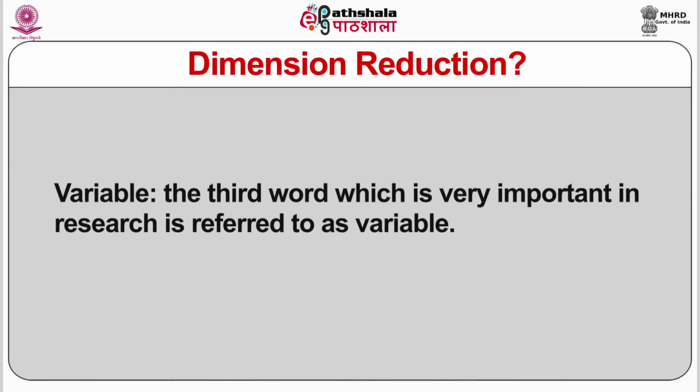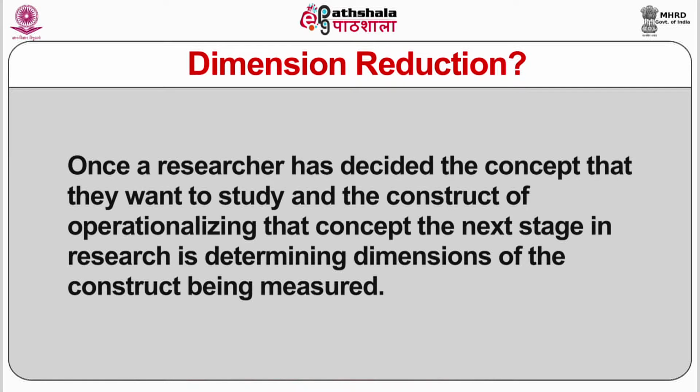The third word, which is very important in research, is referred to as variable. Once a researcher has decided the concept that they want to study and the construct of operationalizing that concept, the next stage in the research is determining the dimensions of the construct being measured. For example, a researcher wants to study satisfaction from various services in a 5-star hotel. The concepts that the researcher wants to study in this particular research are customer satisfaction and service quality.